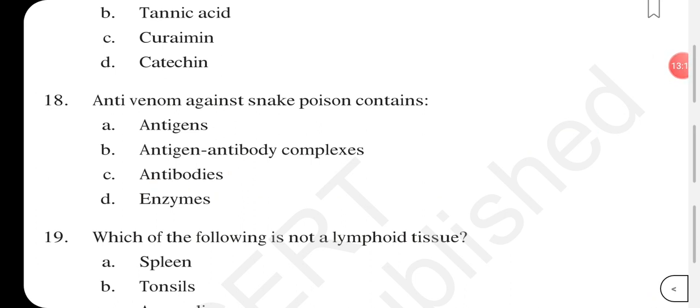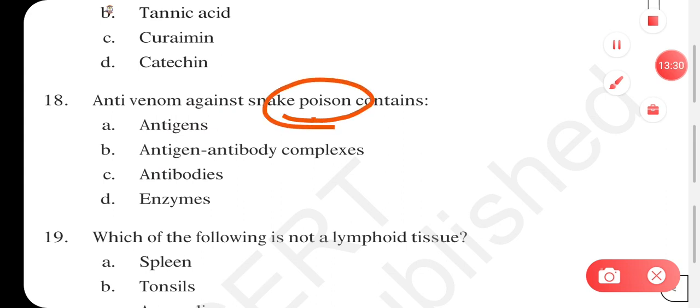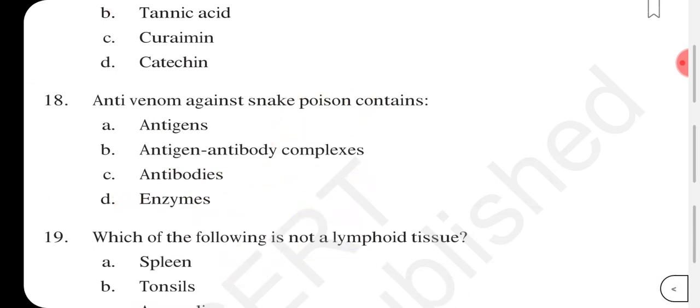Antivenom against the snake poison will contain what? It will contain antigen or antigen antibody complex, antibodies or enzymes. So the snake poison itself is an antigen, right? So against it, the medicine which we are going to give, or the antivenom, will contain or should contain what? It will contain antibodies. Moving on to the next one.